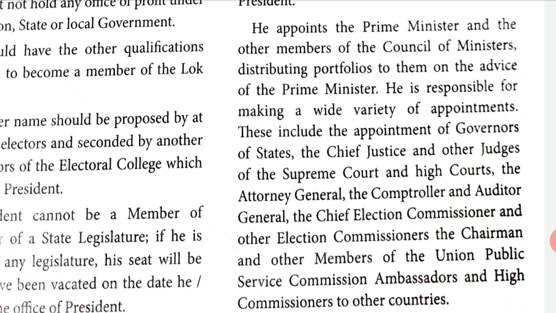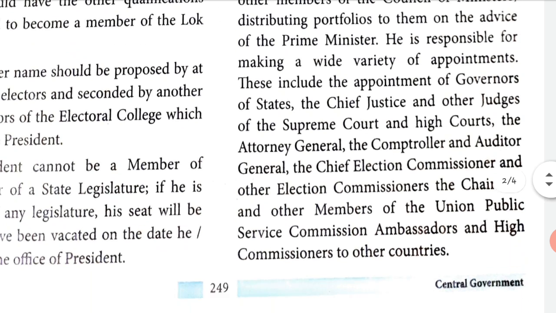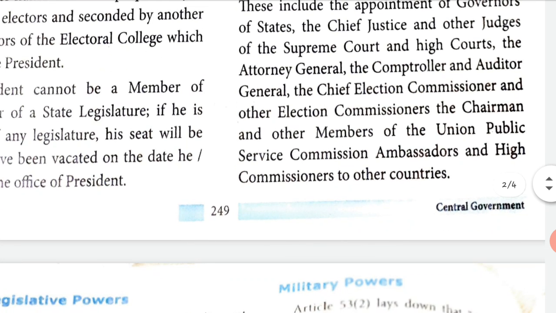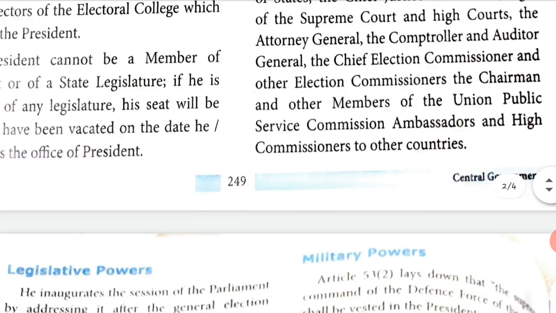of governors. So he has the power to appoint so many people: governors of the states, the Chief Justice, other judges of the Supreme Court, judges of High Court, the Attorney General, the Comptroller and Auditor General, the Chief Election Commissioner and other election commissioners, the chairman and other members of the Union Public Service Commission, ambassadors and high commissioners to other countries. So many people in the higher offices are appointed by the president.